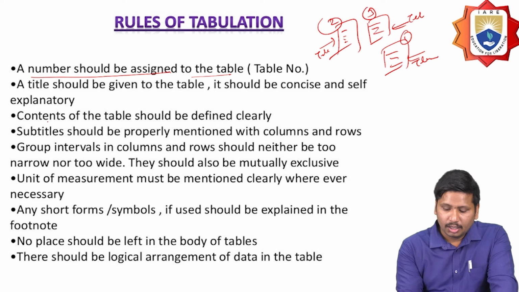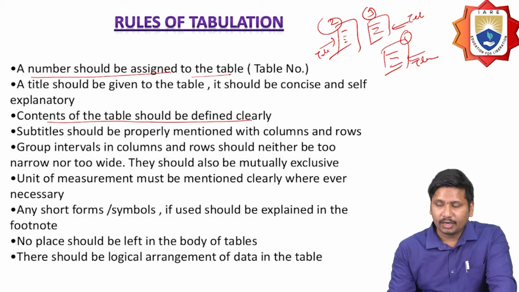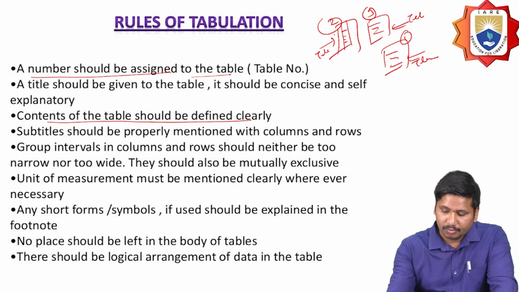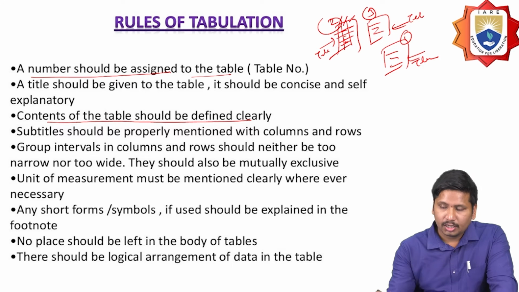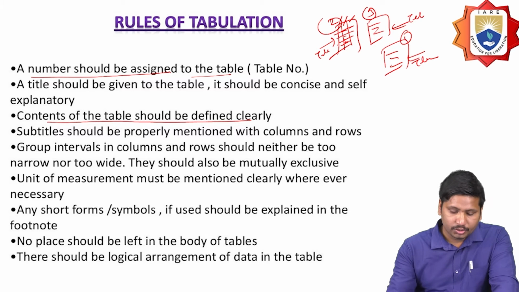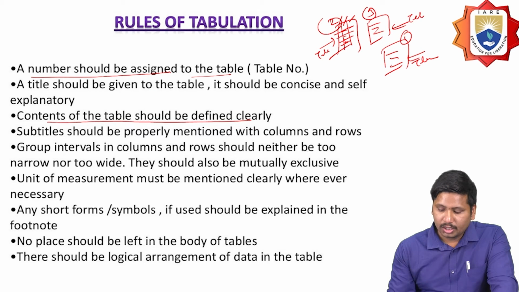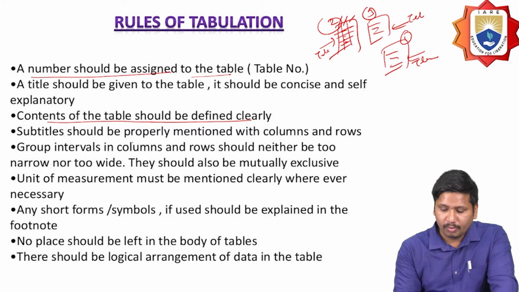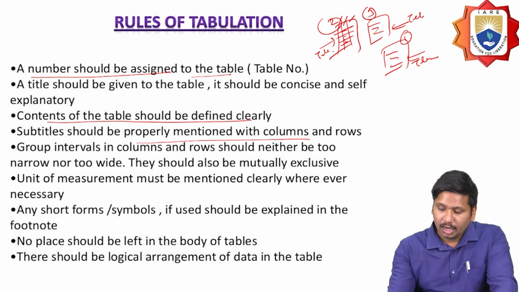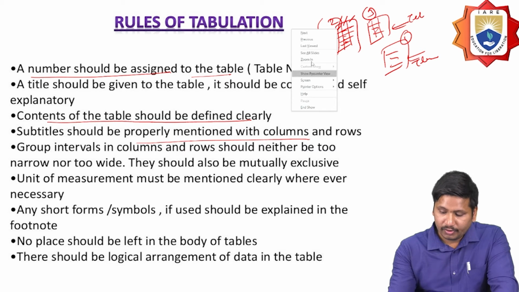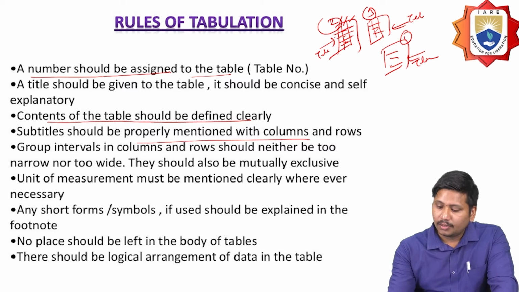And then the contents of the table should be defined clearly. So what are the contents of this table? Clearly specify the headings, and clearly specify the content of the table also. The subtitles should also be properly mentioned with the rows and columns, so that no ambiguity appears. The columns should be a little bit different from each other, so that ambiguity is eliminated.